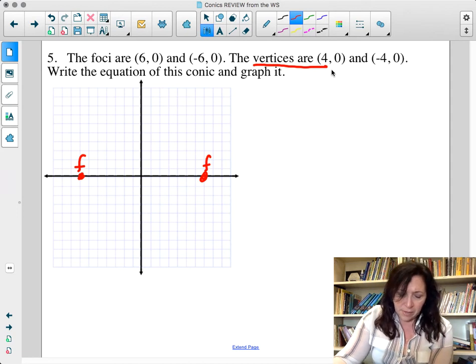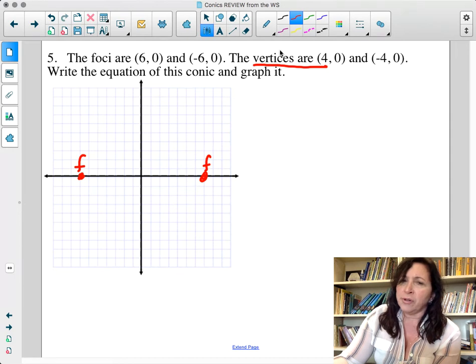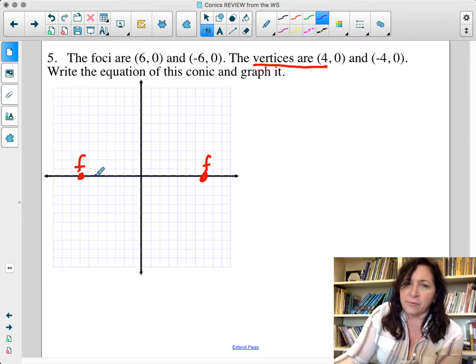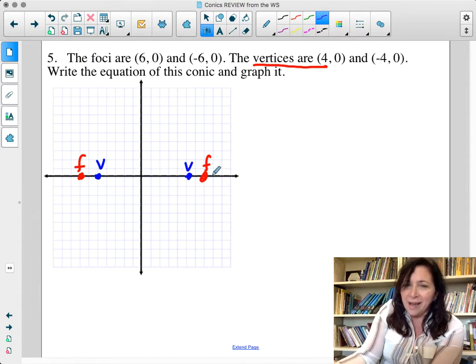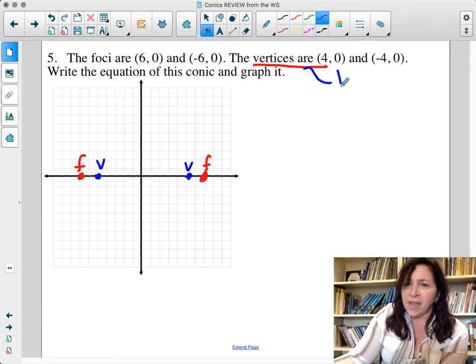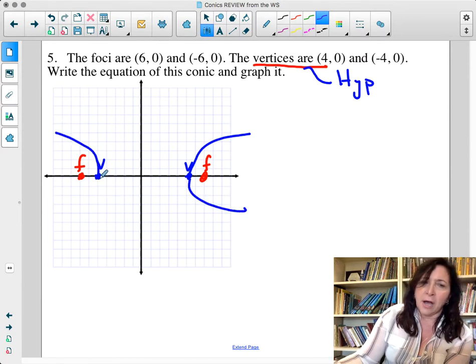this problem should have told me that it was a hyperbola, because I do have vertices on an ellipse also. But let's look at the vertices here. If I were to graph my vertices of (-4, 0) here, and (4, 0) here, right? This can't be an ellipse, because if this was an ellipse, my graph would look like this, right? And then my focal points would be outside. So therefore, this has to be a hyperbola, right? Because vertices cup those focal points.